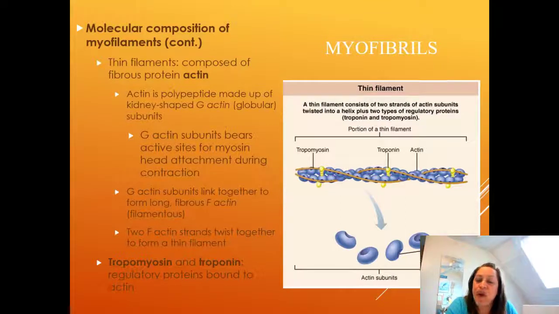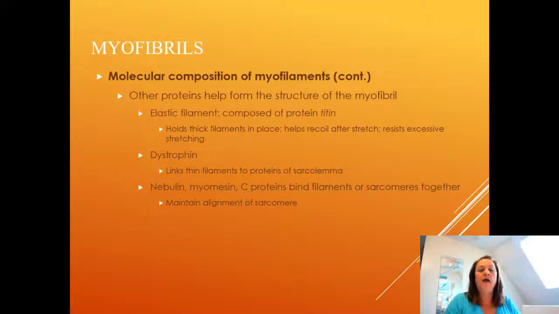The yellow things, the troponin and the tropomyosin, are regulatory proteins. Those are going to regulate muscle contraction, right? We don't want to be constantly contracted. We contract and relax, contract and relax. So that's what those two are going to do, and we'll get into that a little bit. So this is the thin filament of actin with the regulatory molecules of troponin and tropomyosin. It's getting complicated.